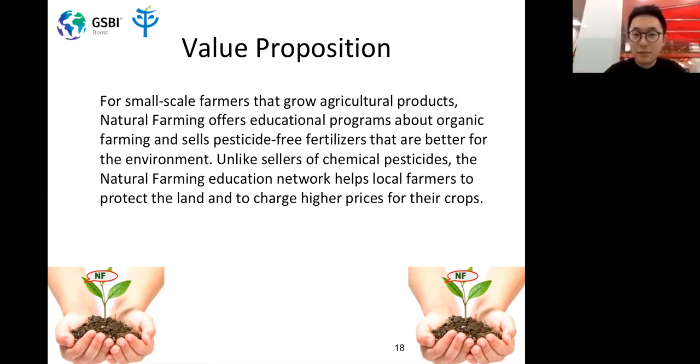They just sell the chemical pesticides. So these two values can really make the impact investor see what their role is in the whole market.